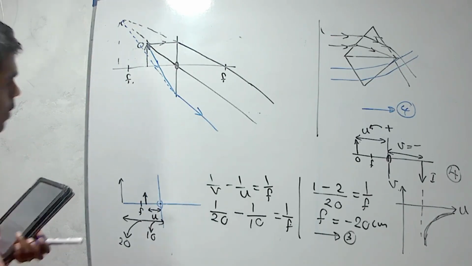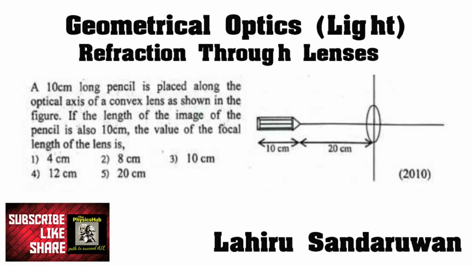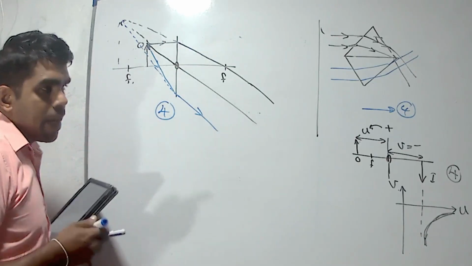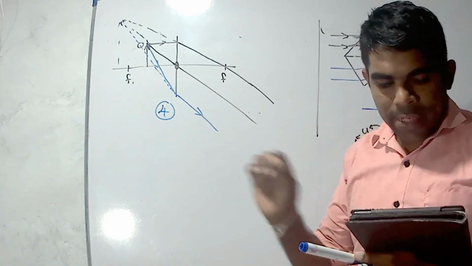Then we can get the fourth one is the correct answer. A 10 centimeters long pencil is placed at the optical axis of a convex lens as shown in the figure. If the length of the image of the pencil is also 10 centimeters, the value of the focal length of the lens is? We have to consider images formed by two ends of the pencil.